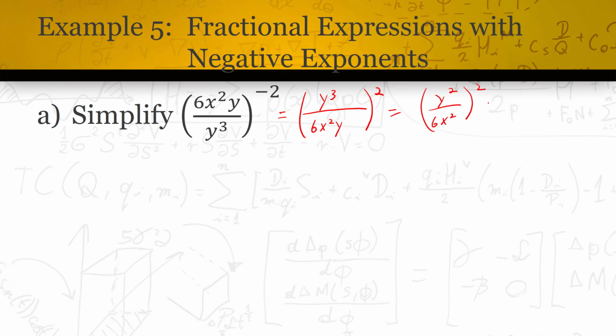And now I can apply the product rule. That will give me y to the 2 times 2 in the numerator, 6 squared times x to the 2 times 2 in the denominator. And that will be equal to y to the 4th divided by 36 x to the 4th.